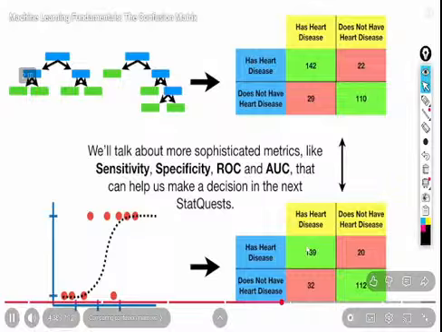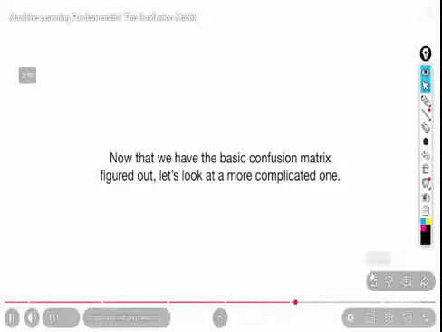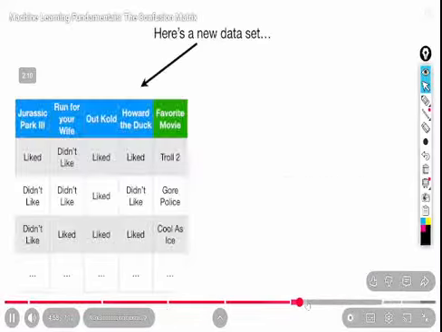We'll talk about more sophisticated metrics like sensitivity, specificity, ROC, and AUC that can help us make a decision in the next StatQuests. Now that we have the basic confusion matrix figured out, let's look at a more complicated one. Here's a new data set.